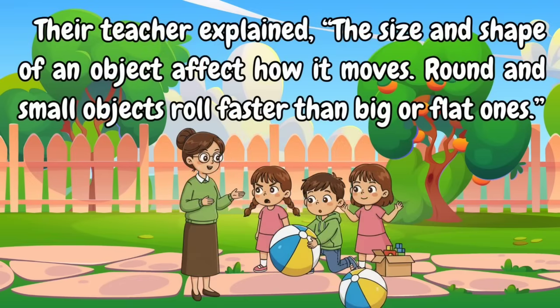Their teacher explained, the size and shape of an object affect how it moves. Round and small objects roll faster than big or flat ones.